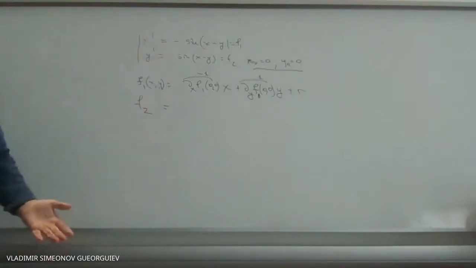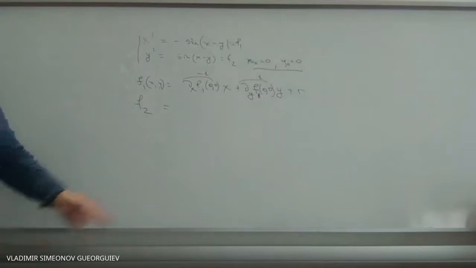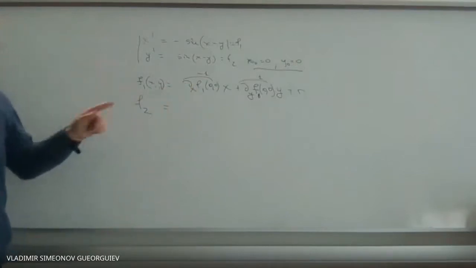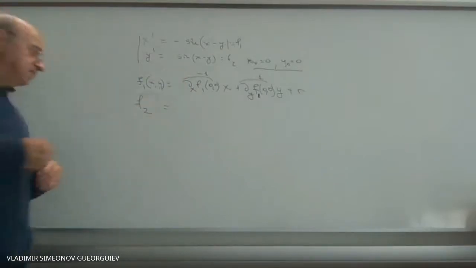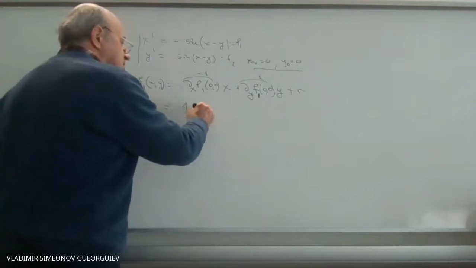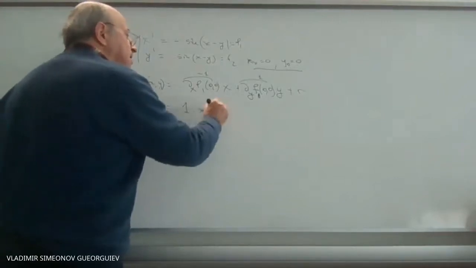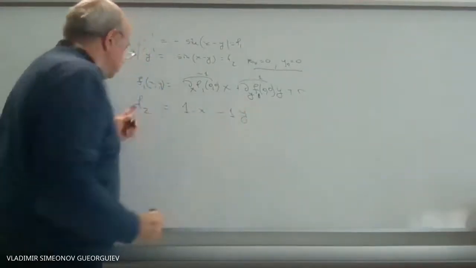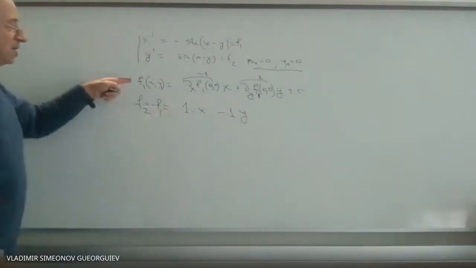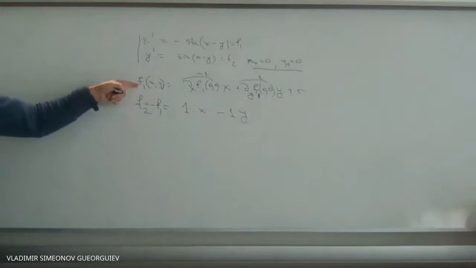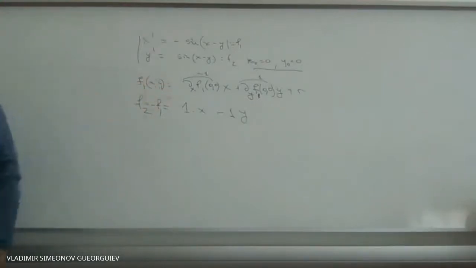So what I have to do, I have to put instead of F2 minus F1, and this is computed. Minus this guy gives 1 times x minus 1 times epsilon. Why? Because this is minus F1. So I take this expression and multiply by minus 1. That's all. And we get immediately the Taylor expansion for F2.